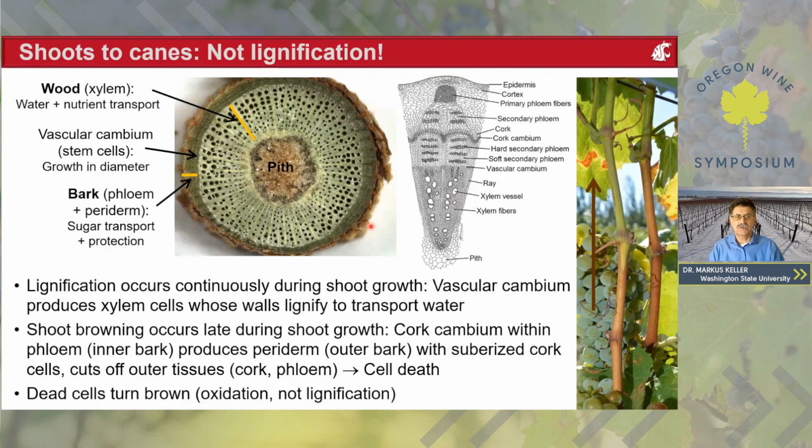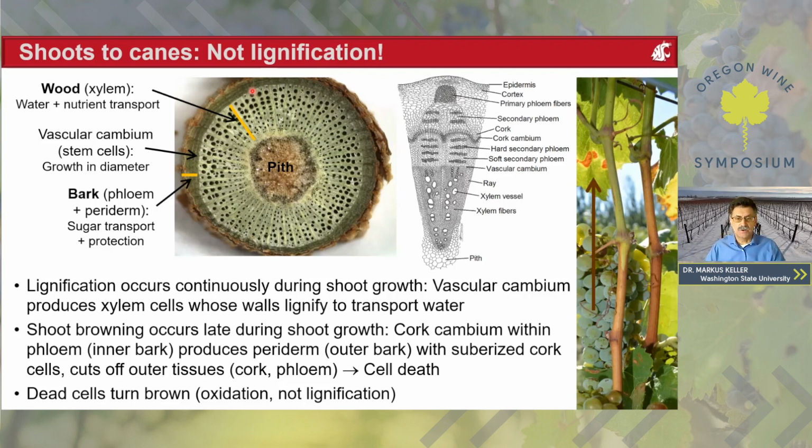Lignification actually starts very early during growth, and it happens continuously. A shoot, even as it starts growing right after bud break, produces xylem. The vascular cambium is this sleeve of stem cells right between the xylem and the phloem, all around the shoot. It also occurs in the leaves and in the roots. So this vascular cambium produces xylem cells towards the interior and new phloem cells on the exterior. So the shoot grows, it gains in diameter, it grows thicker.